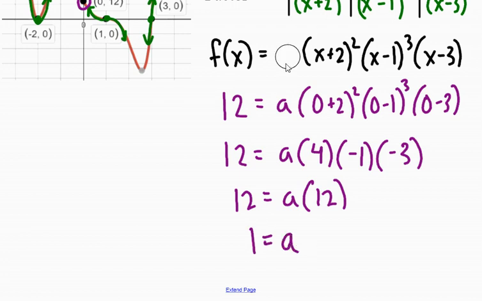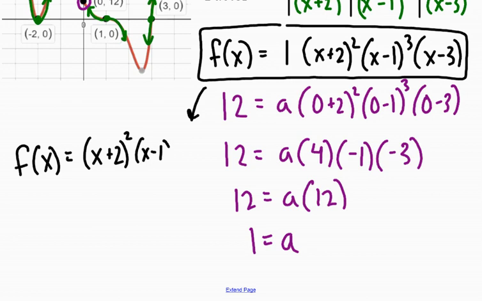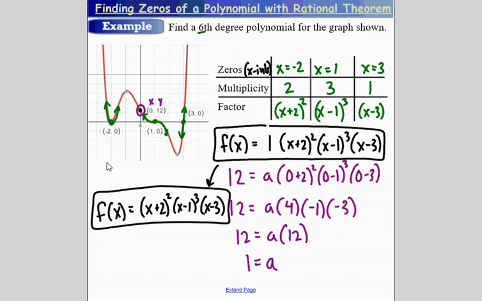So I would write the function as the following. You might see it just written as this too. If there's just a 1, you technically don't need to write it. You could just do (x plus 2) squared, (x minus 1) cubed, and (x minus 3) without needing to write the 1. Either one of those is fine, but you needed to verify the fact that a was actually equal to 1 based on the value of the point that was given that was not an x-intercept.